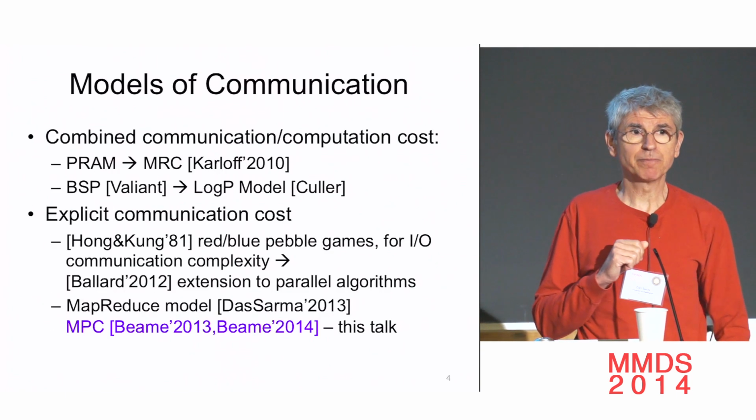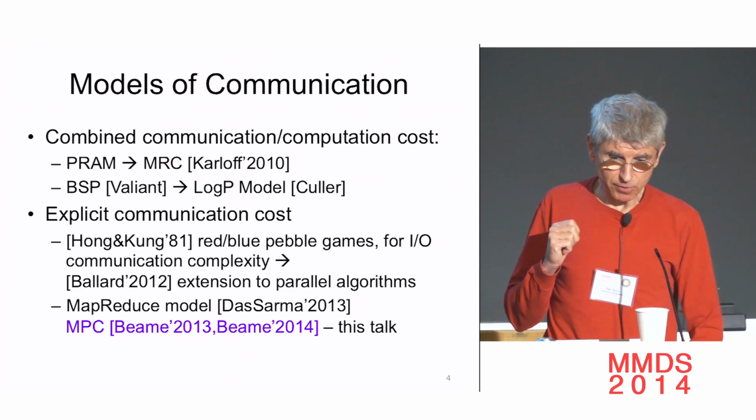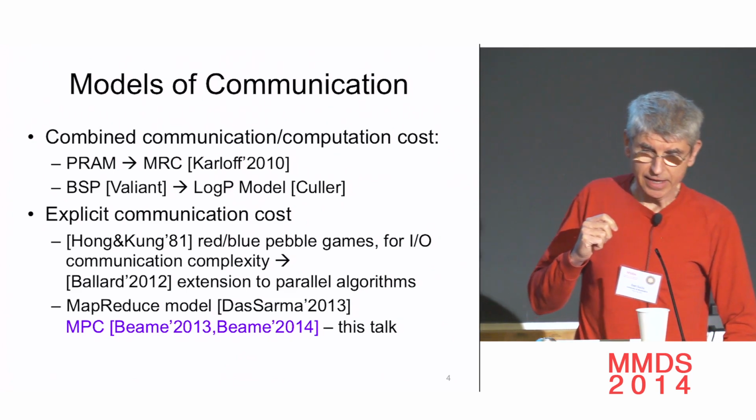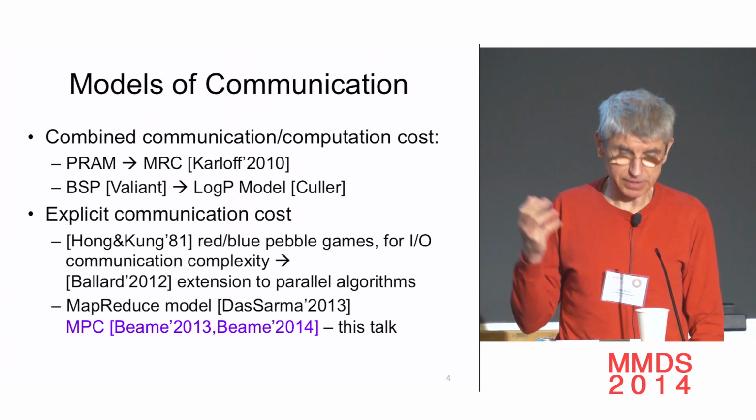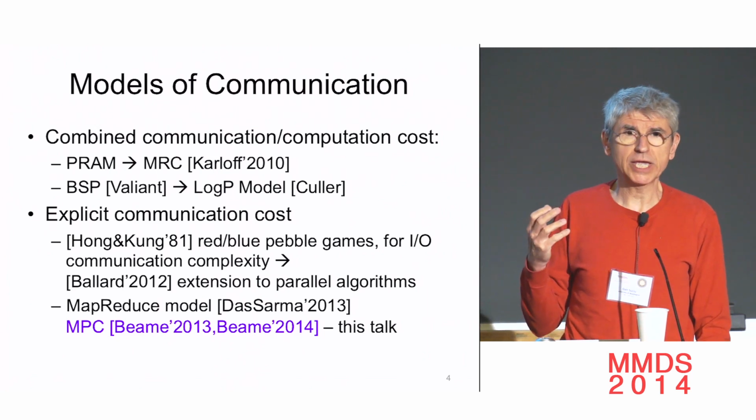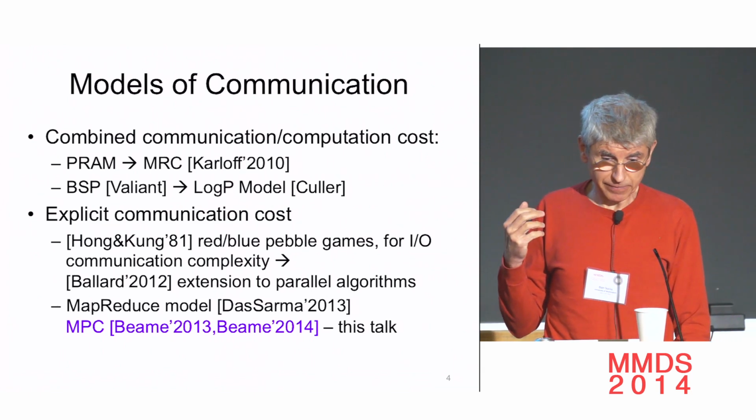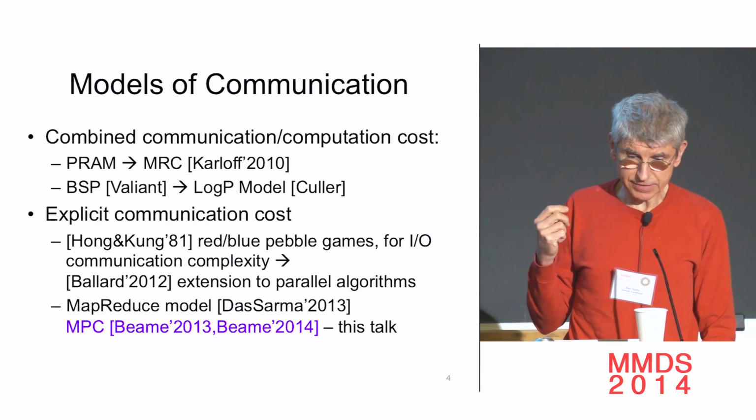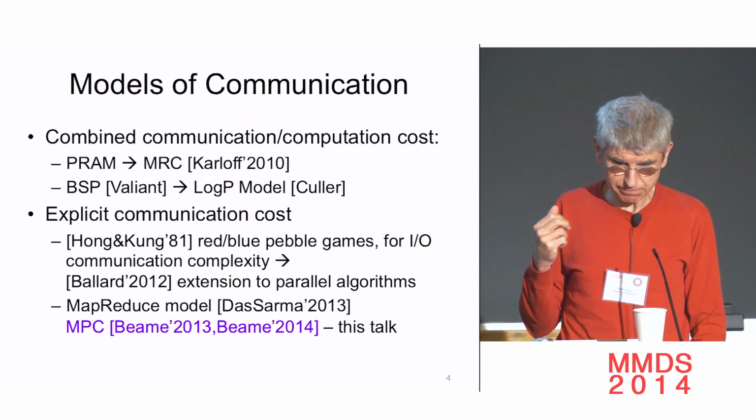So in order to establish how much communication is needed, we need to talk about theoretical models of communication. Now, the early models of parallel processing, of parallel computation, they combine the communication and computation cost. For example, the early PRAM models or the circuit models, they don't talk about communication. They talk about amount of memory. And a more recent model for MapReduce by Karloff and others essentially borrows the same principle.